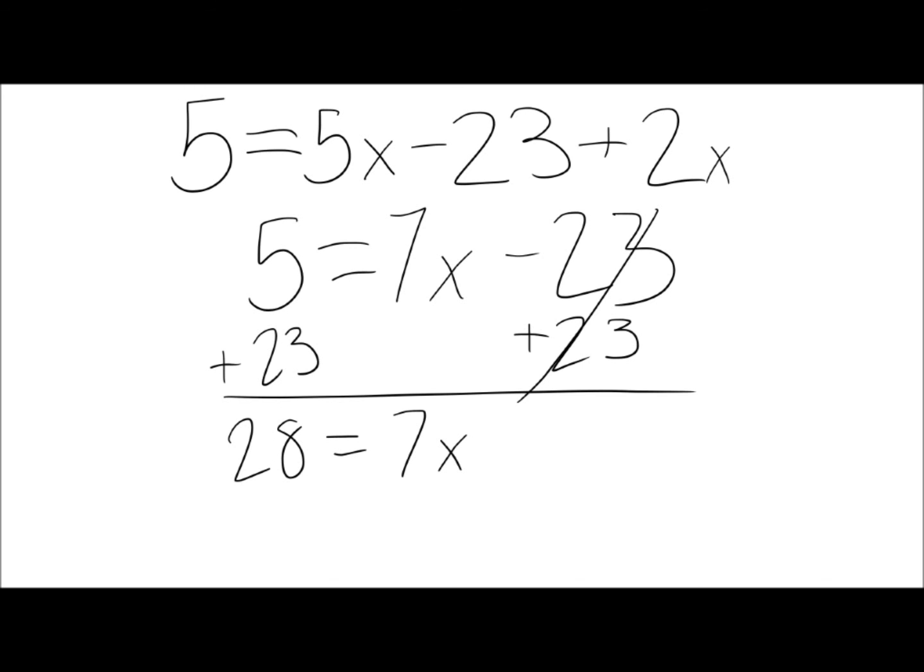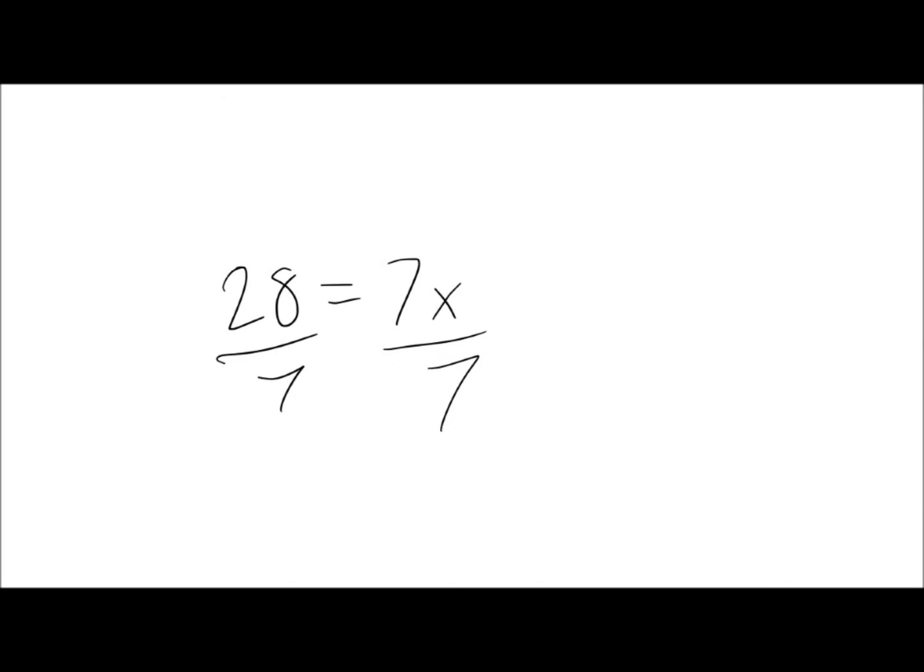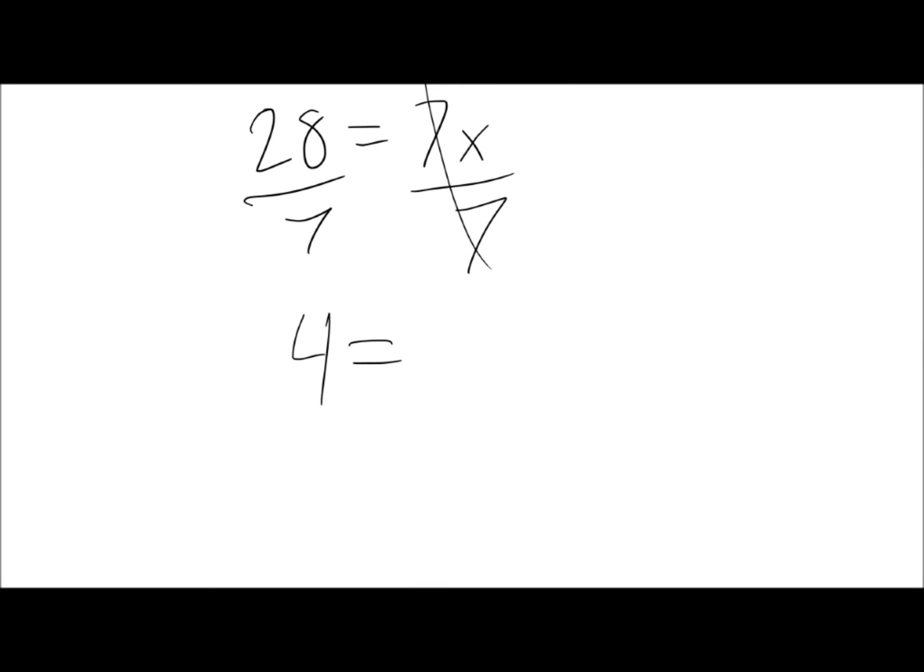I'm going to divide both sides by 7 as well, and 7 over 7 cancels out, and 28 divided by 7 is 4. There's your solution. 4 equals x.